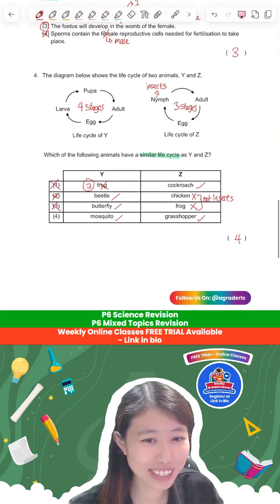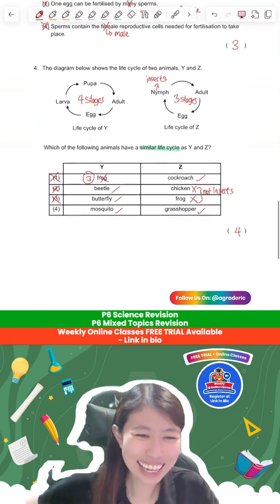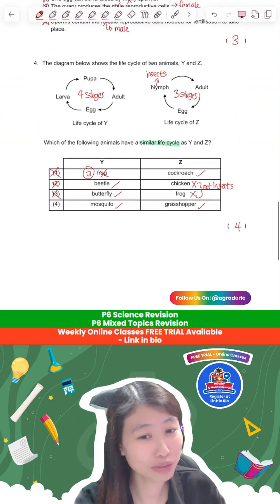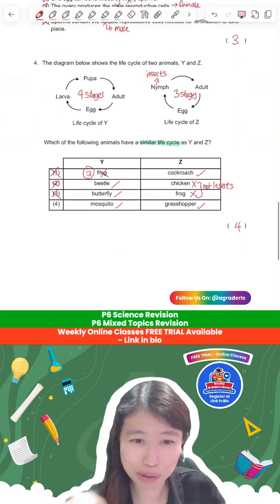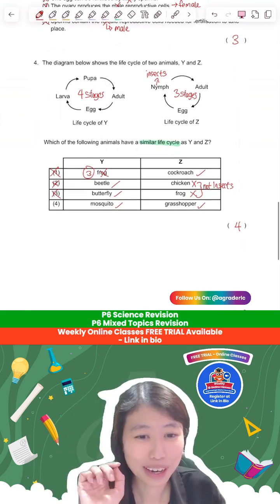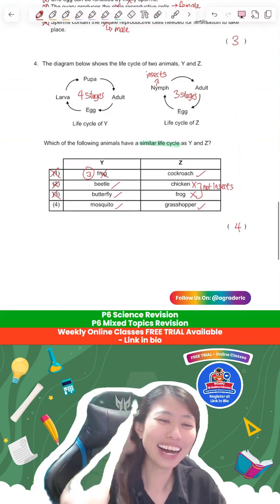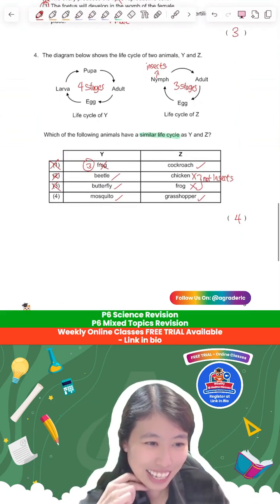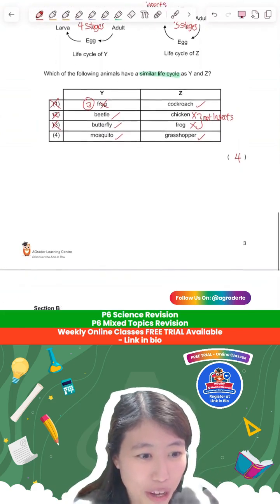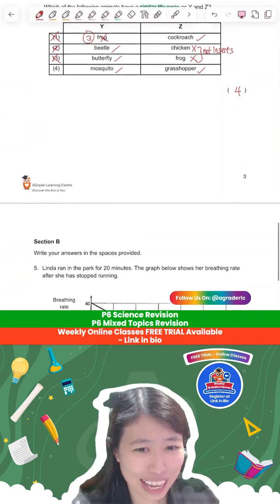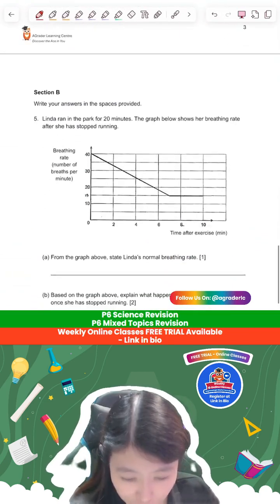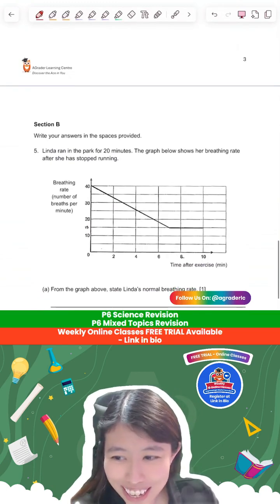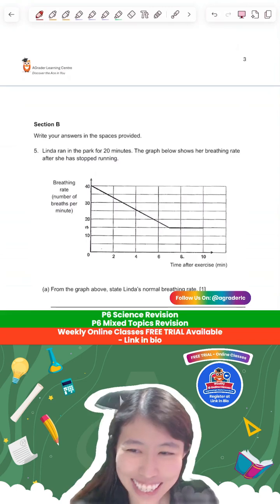PSLE student. PSLE is coming soon, in about 3 to 4 more months. Oral is 3 more months. All the best, okay, y'all? Okay, I'm gonna move on. All the best, okay? Let's look at section B. No, don't cry. All the best.